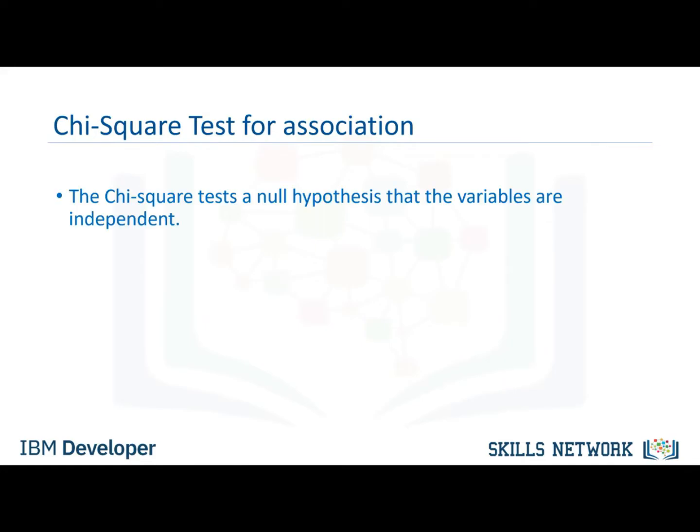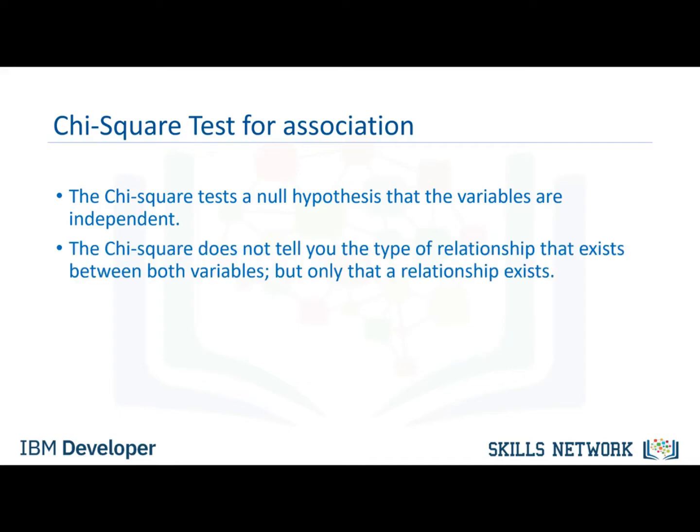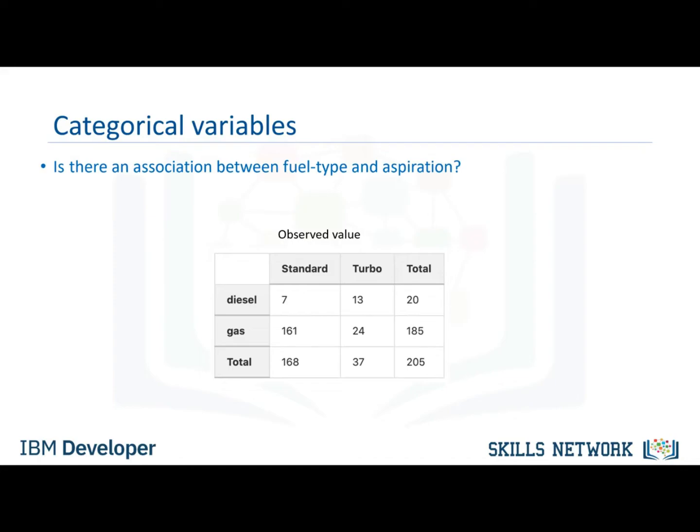The chi-square tests a null hypothesis that the variables are independent. The test compares the observed data to the values that the model expects if the data was distributed in different categories by chance. Anytime the observed data doesn't fit within the model of the expected values, the probability that the variables are dependent becomes stronger, thus proving the null hypothesis incorrect. The chi-square does not tell you the type of relationship that exists between both variables, but only that a relationship exists. We will use the CARS dataset.